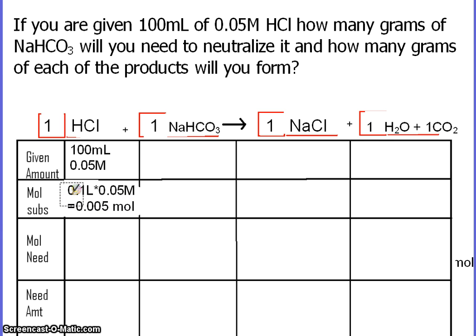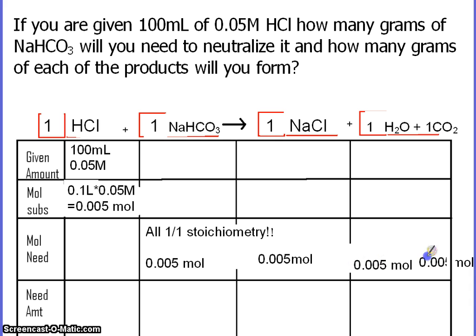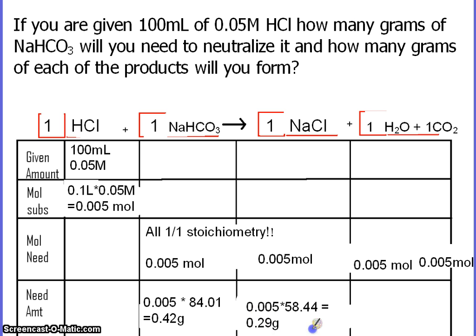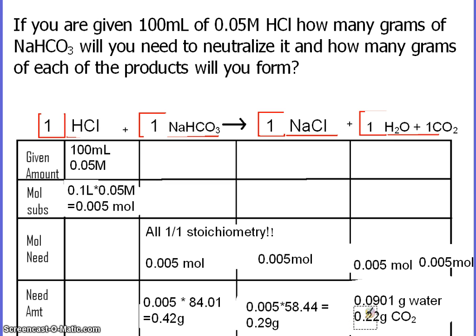And then from there, I need to get the moles that I need. So I look at, well, how do I get moles that I need? Okay? And since they're all one-to-one stoichiometry, the moles is the same in all cases. Okay? And then finally I look at, well, what's the needed amount? Well, for NaHCO3, I needed from the problem to get its grams. For NaCl, I needed to get its grams. For water and CO2, I also need to get their grams. Okay, and I didn't show all the workflow.